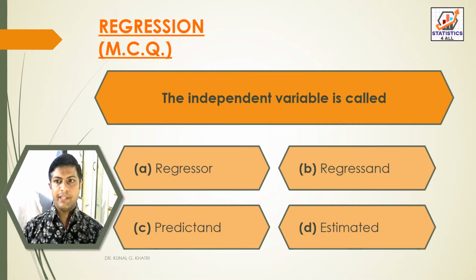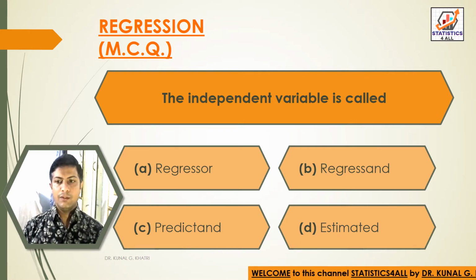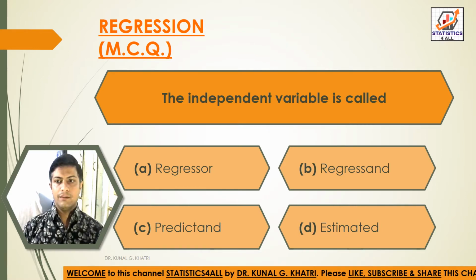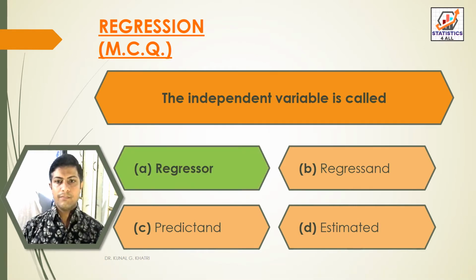Next question. The independent variable is called option A regressor, option B regressant, option C predictant, option D estimated. So here we have answer option A, that is regressor. The independent variable is called regressor.